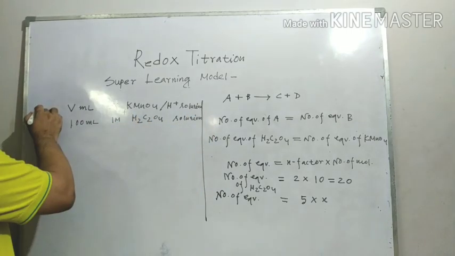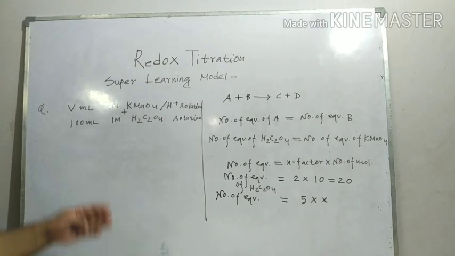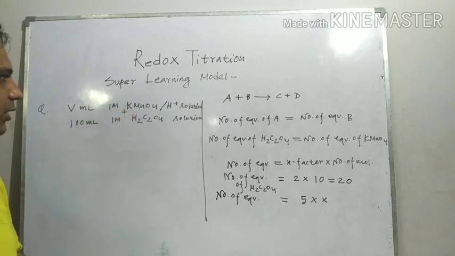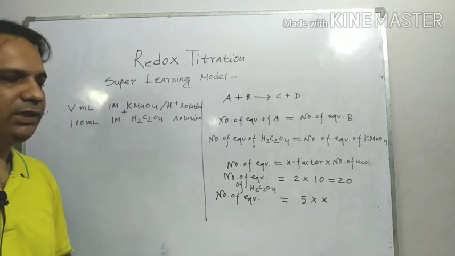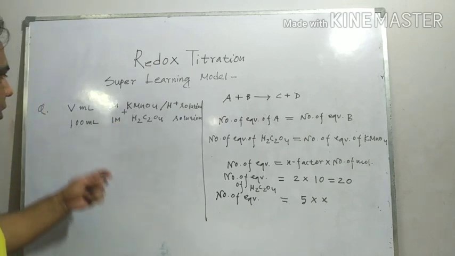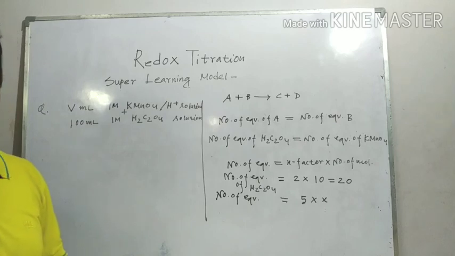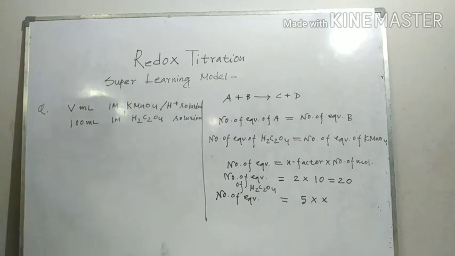Now in this question, I have considered that V mL of 1 molar KMnO4 in acidic medium will react with 100 ml of 1 molar oxalic acid solution. So what will be the volume of KMnO4?